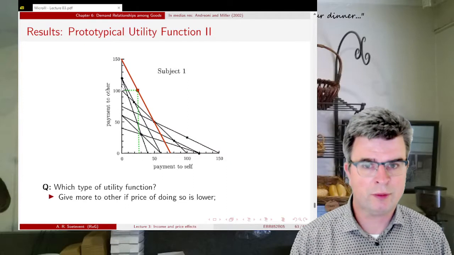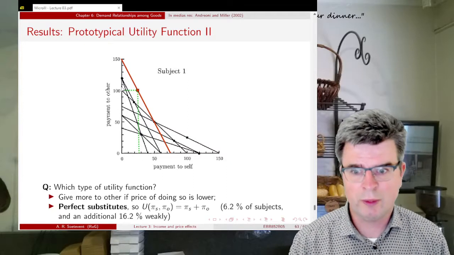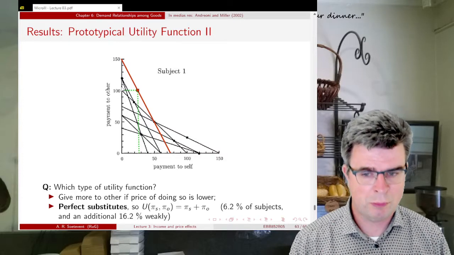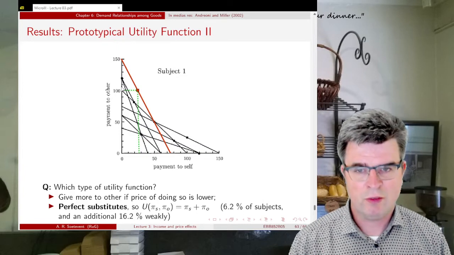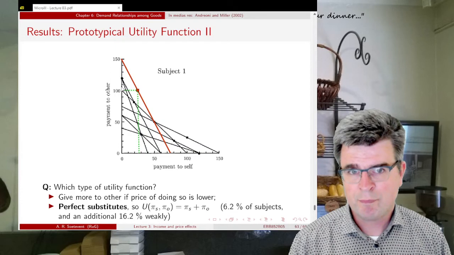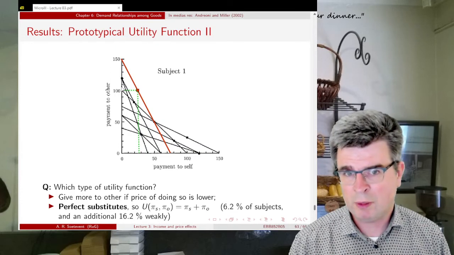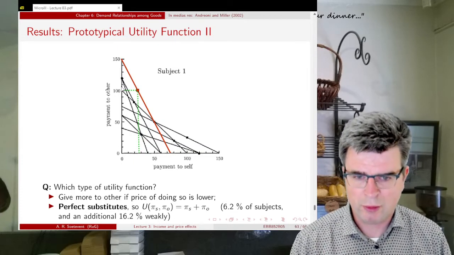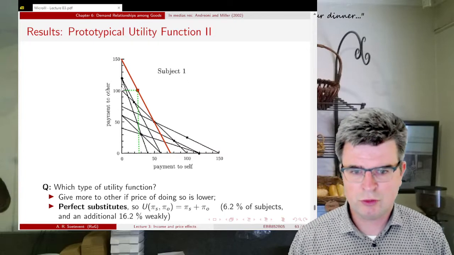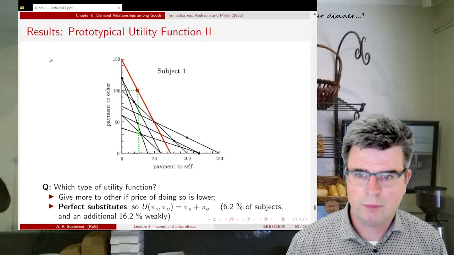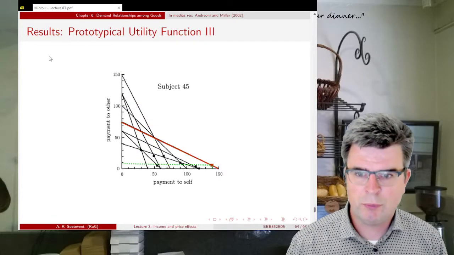Well, you give more to the other if the price of doing so is lower. So this is consistent with a situation of perfect substitutes. So if keeping the money gives you a higher payoff, then you keep the money. If it's cheaper to give away the money, then you give away a lot of your tokens to the other person. So you maximize the joint payoff. And about 6% of the subjects show this type of behavior. So, and then there is a third one.